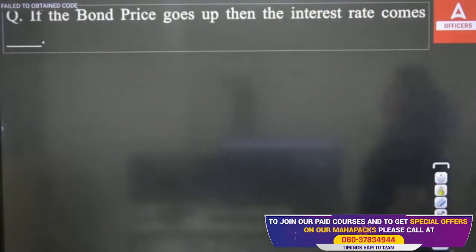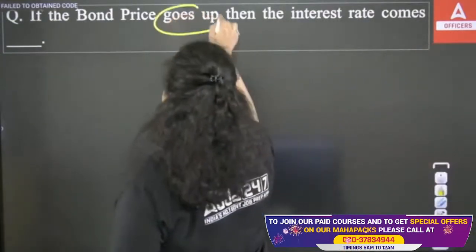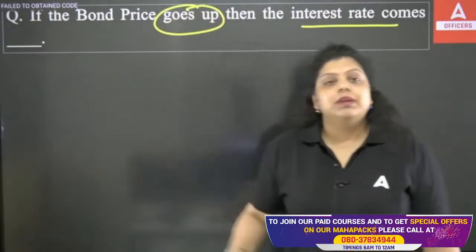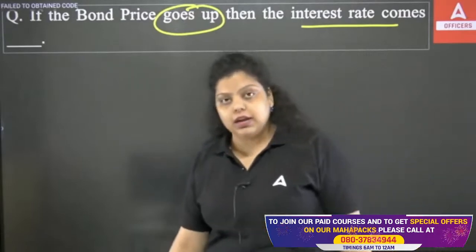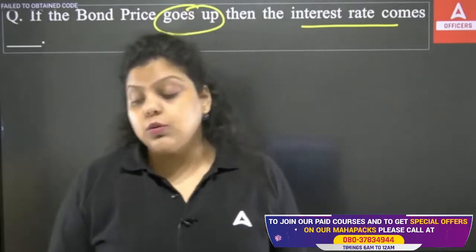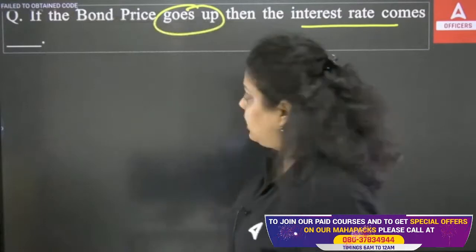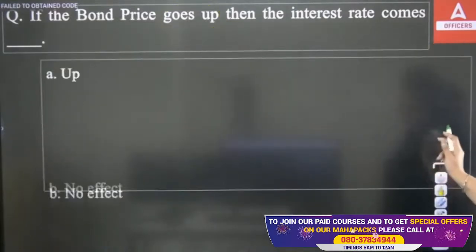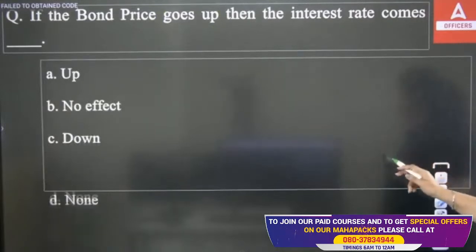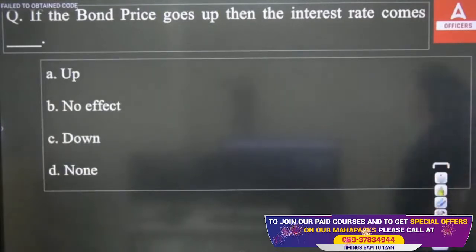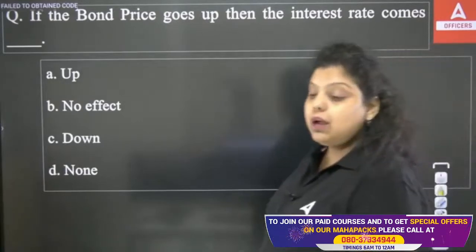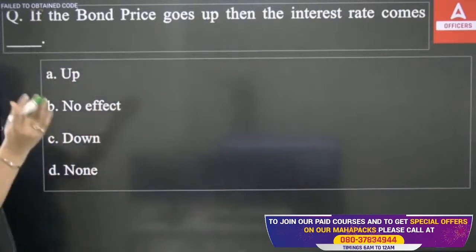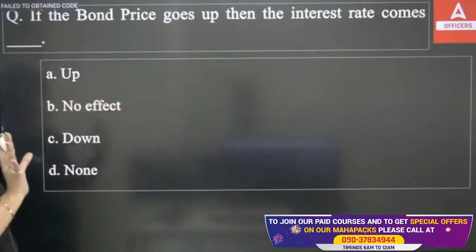Next, the bond price goes up. Your bond prices are up, then the interest rate comes dash. So when you are investing in a certain market, the bonds are giving you a better return, so bond prices are up. In that situation, your interest rate will be what? It will go up, it will not be affected, it will be down, or none of the above. You can see bond is providing a better return. Bond prices are high, so in that situation you are getting a high return.